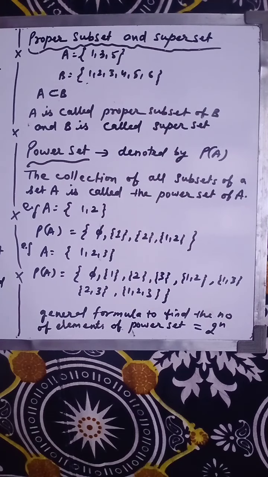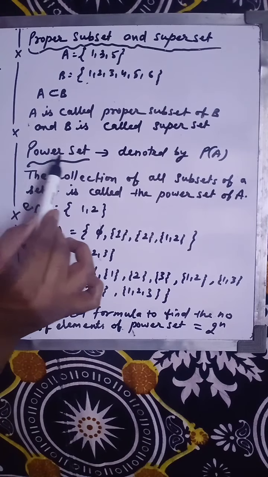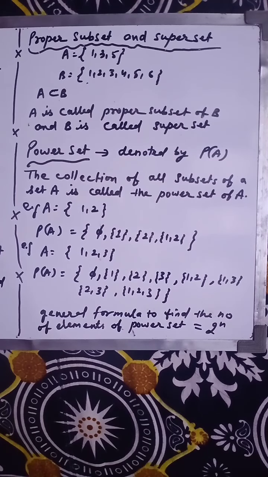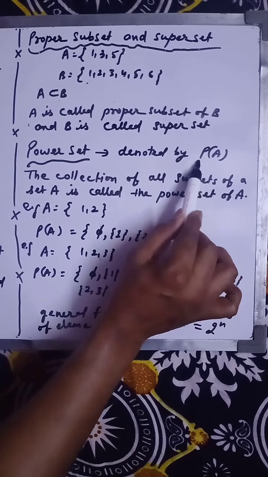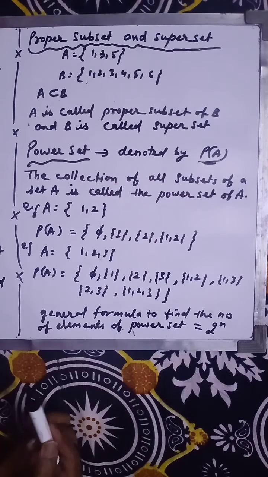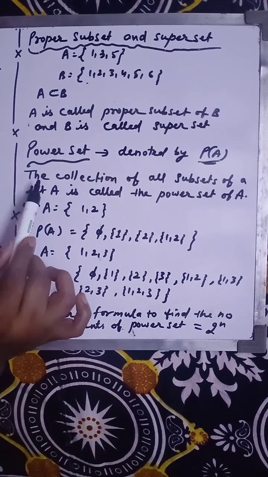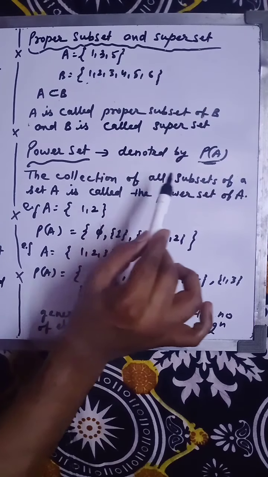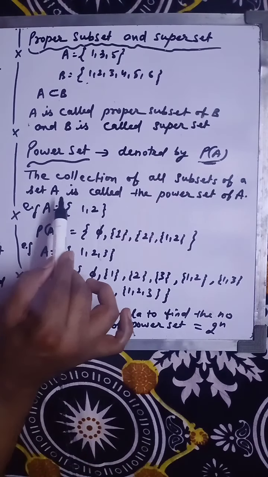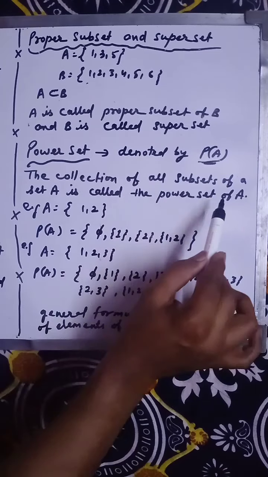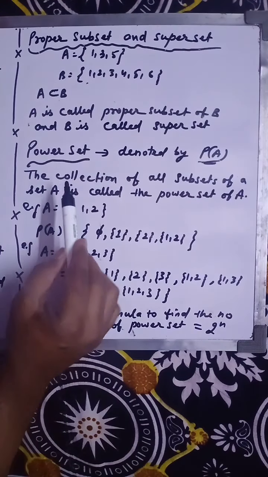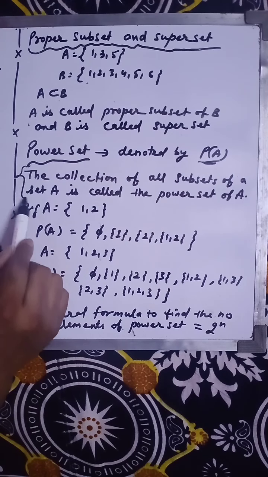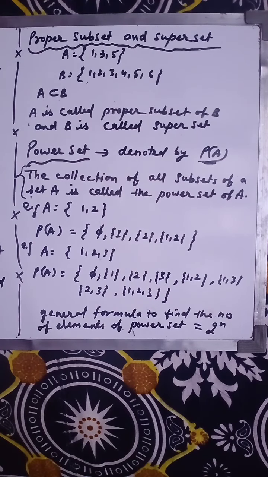Got it? Okay. Now next is power set. That is important. It is denoted by the symbol P(A). This is the symbol of power set. The definition of power set is: the collection of all the subsets of a set A is called the power set of set A. I will explain it. I know you are not getting this.